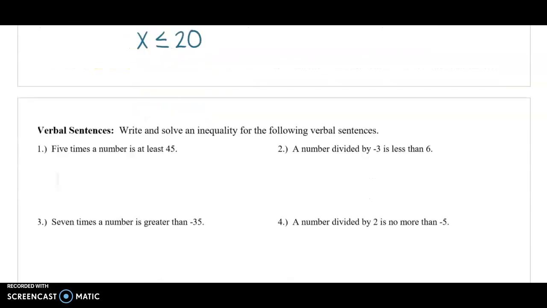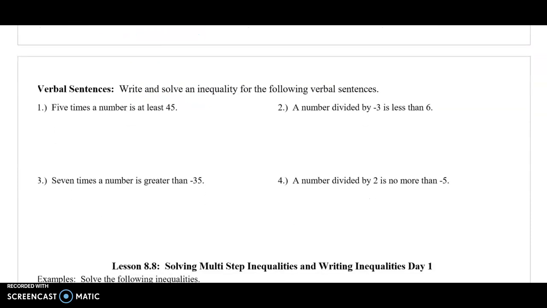So now we're going to look at some verbal sentences where we are going to not only translate, but then we're going to go ahead and solve the inequality as well. This is just like when we were translating with equations. So 5 times a number means 5x is at least, a greater than or equal to sign from our keywords above, 45. So to solve this inequality, you divide both sides by 5, and we get x is greater than or equal to 9. You don't have to graph here because I don't give you a number line to do so.